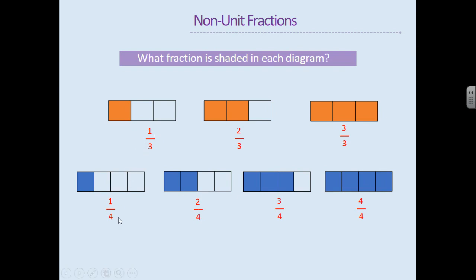Right, so in this case, the denominator is 4 because there's 4 equal parts. And the numerator is going to be changing every time more parts have been shaded in. So in this case, 1 part has been shaded in, so it's 1/4. This is 2 parts have been shaded in, so it's 2/4. 3 parts have been shaded in, so it's 3/4. 4 parts have been shaded in, so it's 4/4.